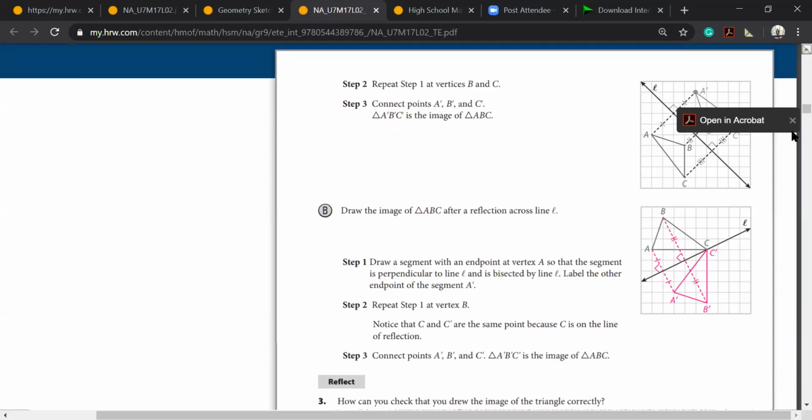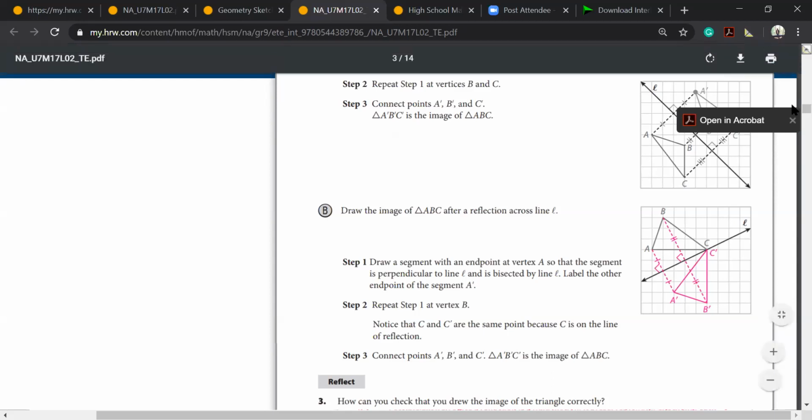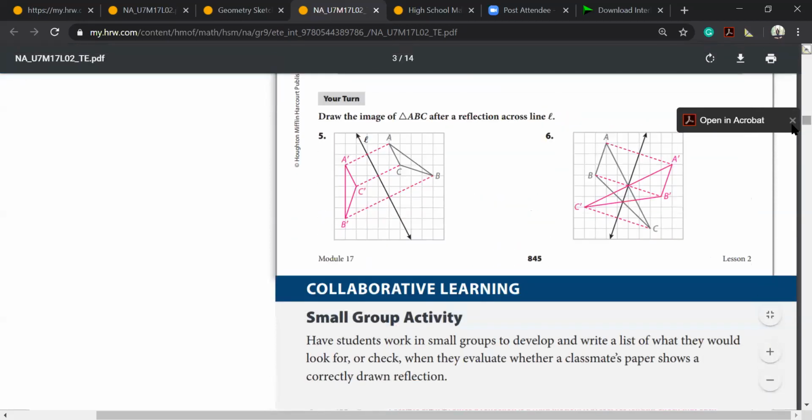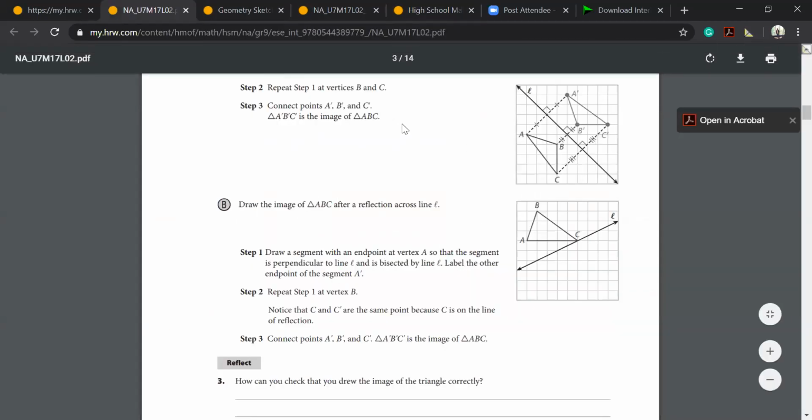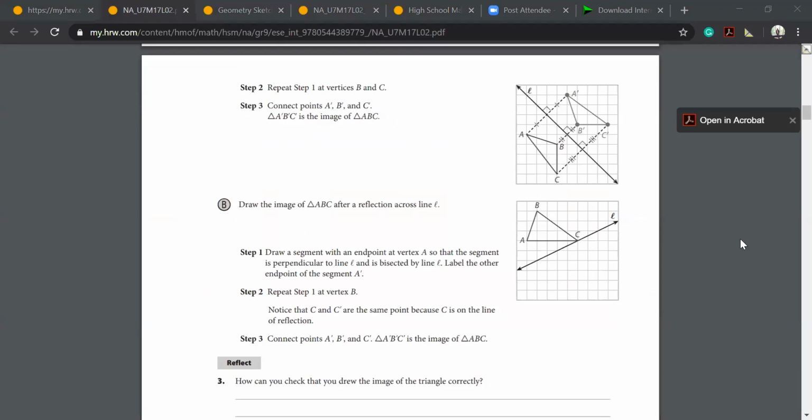Okay? Okay. Questions 5 and 6, I don't want you to see them, please. Questions 5 and 6 will be done by you. You have to try to do it.